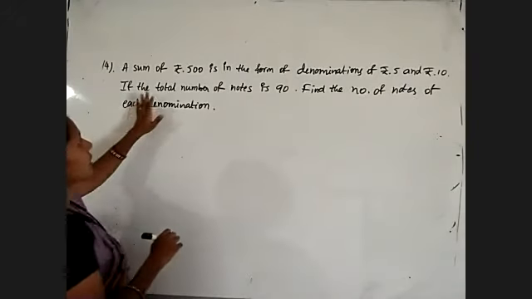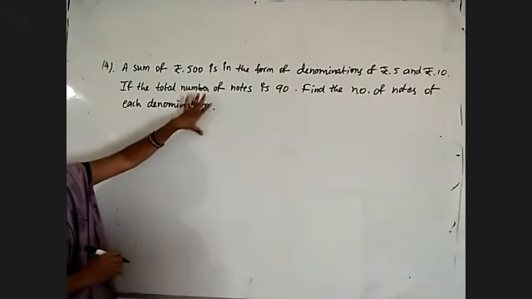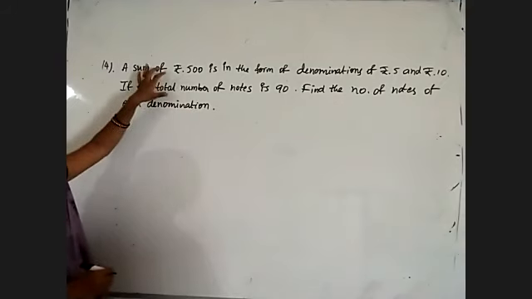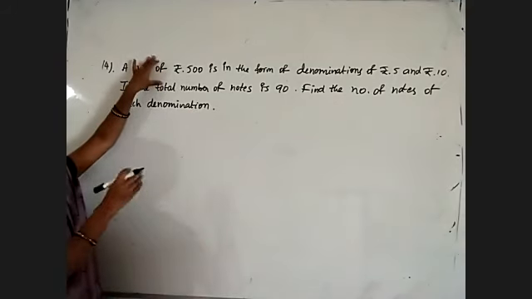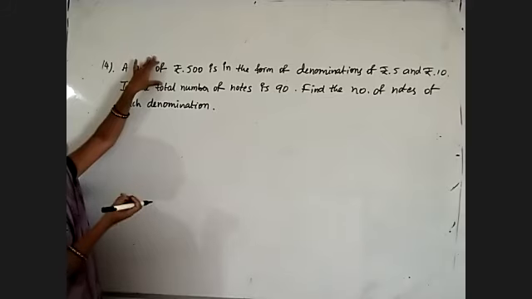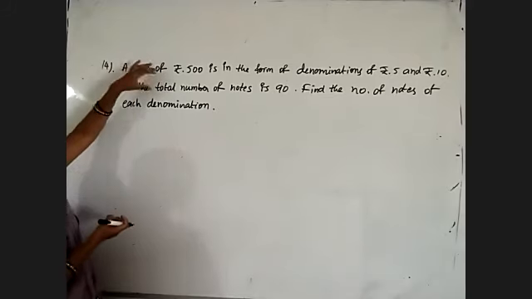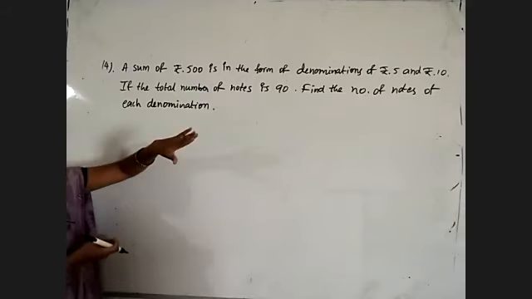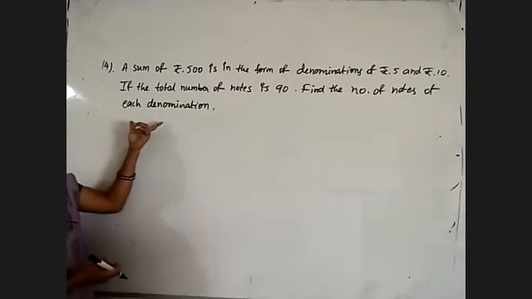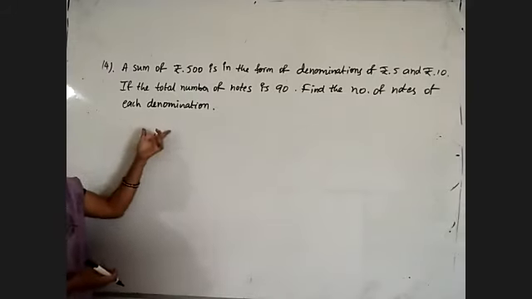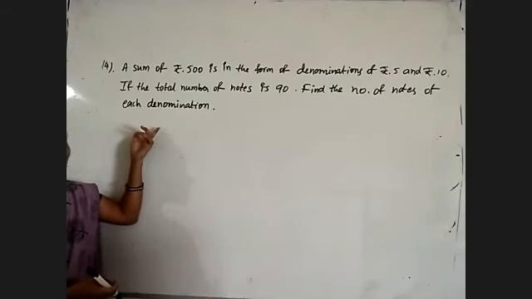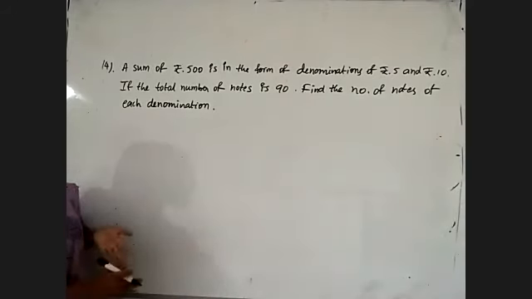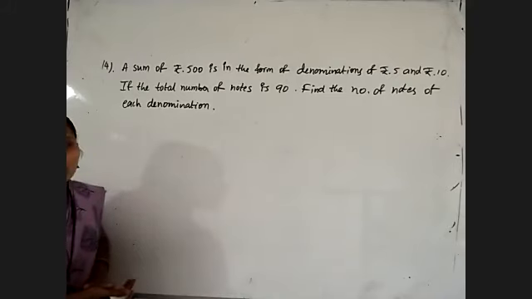Okay, observe the question. A sum of 500 rupees is in the form of denominations of 5 rupees as well as 10 rupees. It means he has 500 rupees in 5 rupee and 10 rupee notes. And the total number of notes is 90. Find the number of notes of each denomination, meaning how many 5 rupee notes and how many 10 rupee notes there are in the 90 notes. This type of question we have already studied in our previous class.